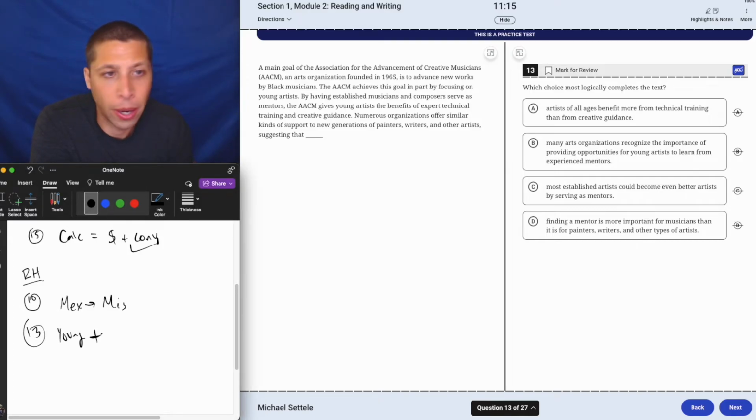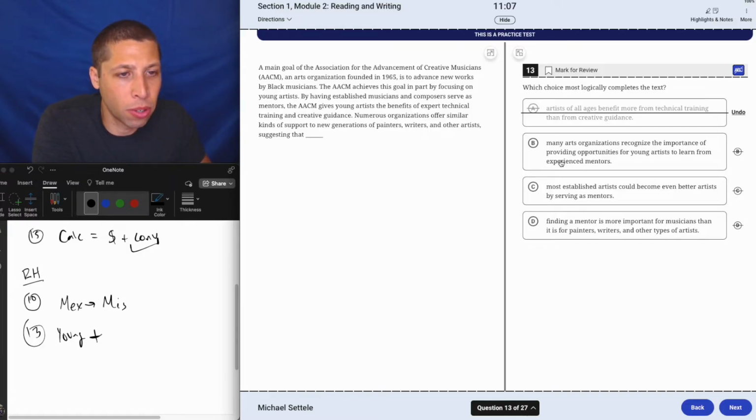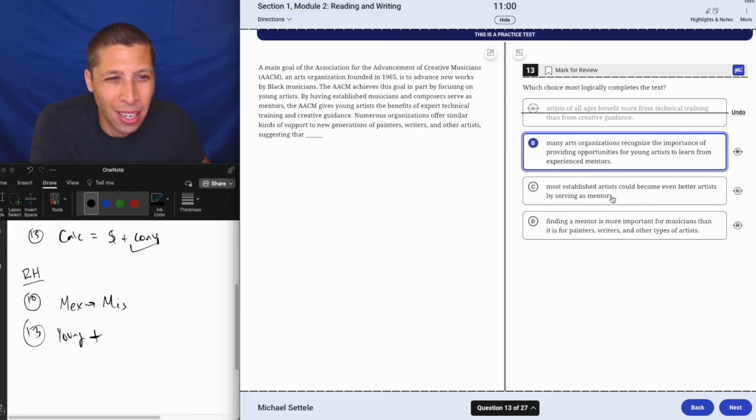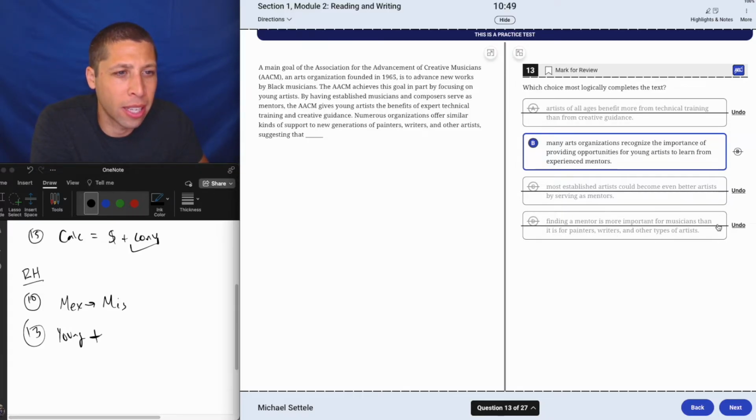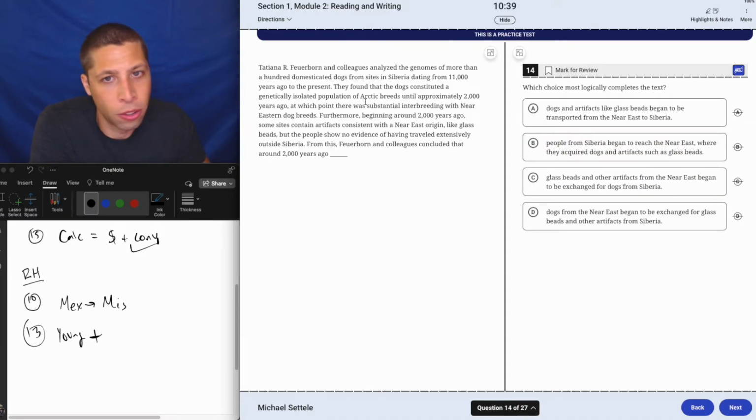Young, good. Okay. Artists of all ages benefit more from technical training than from creative guidance. No, it's not a comparison like that. Many arts organizations recognize the importance of providing opportunities for young artists to learn from experienced mentors. It's kind of just what I said. Most established artists could become even better artists by serving as mentors. Most is very strong. I don't know what could happen. This is getting very assumption-based. Finding a mentor is more important for musicians than it is for painters. No, it's not saying that they're different. It's saying that they're the same, right? It's saying they all do it, right? So many organizations recognize this. Yeah, this is easy. Let's do this one too.